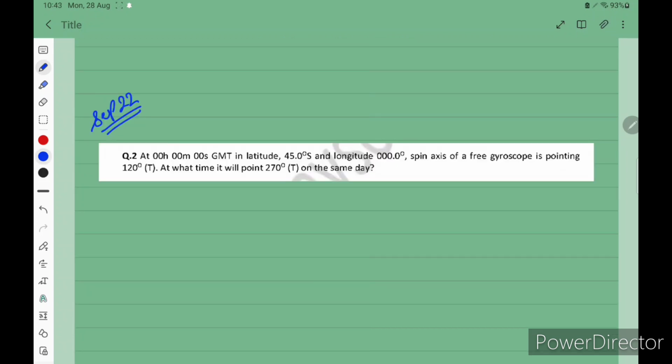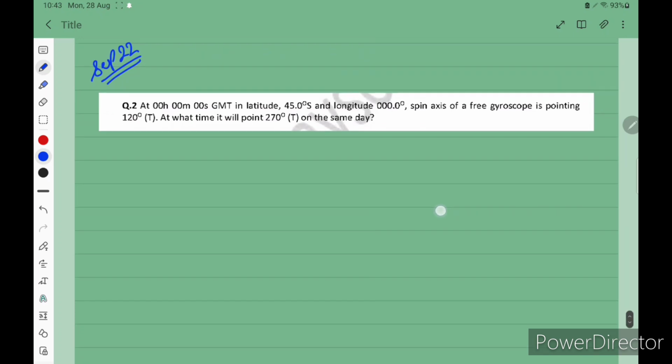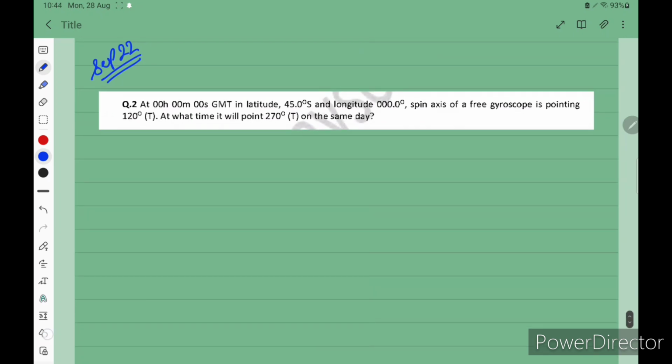This question also repeated many times. So the question is: at 00 hours 00 minutes 00 seconds GMT, in latitude 45 degrees south and longitude 000 degrees, the spin axis of the free gyroscope is pointing 120 true. At what time will it point 270 true on the same day? So we have to make the diagram.